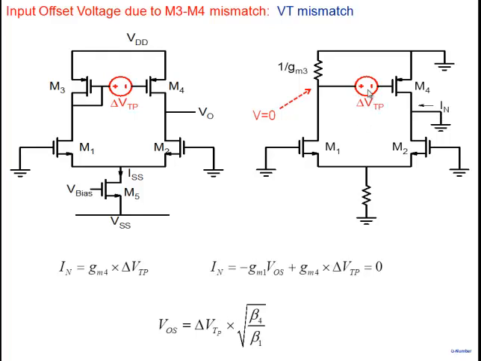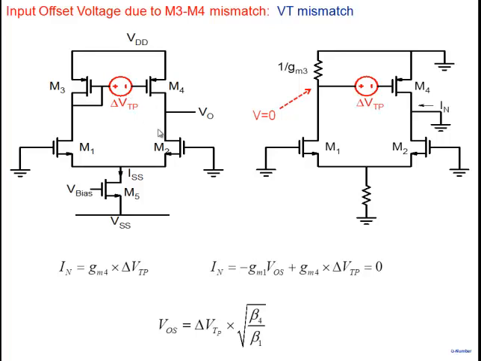So what I'm saying is this delta VTP is there. Take this source out, ground it, and put a minus VOS. If this is minus VOS, what is its contribution to IN? We have already seen it is equal to gm1 times VOS. Therefore, net IN becomes minus gm1 VOS plus gm4 delta VTP, and we are saying net Norton's current is 0 because it's being cancelled by minus VOS. So we get a value of VOS here. This VOS is due to mismatch between the threshold voltage of M3 and M4.